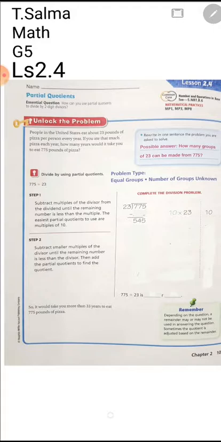You learned in the last lesson how to divide a whole number by a one-digit number. So the divisor consists of one digit. In this lesson, the divisor consists of two digits. So the strategy that I will use is partial quotient. Partial quotient. So let's see.